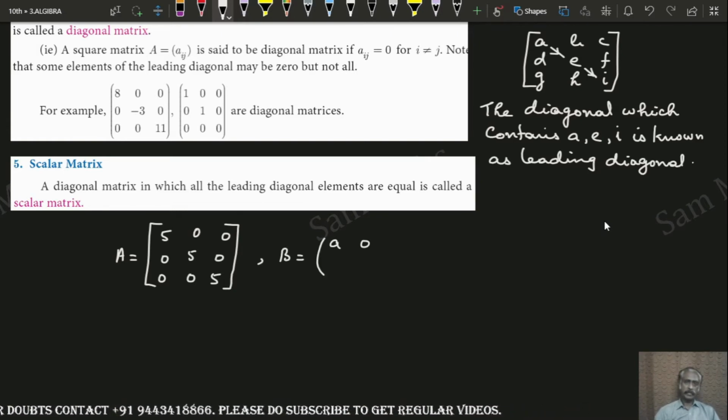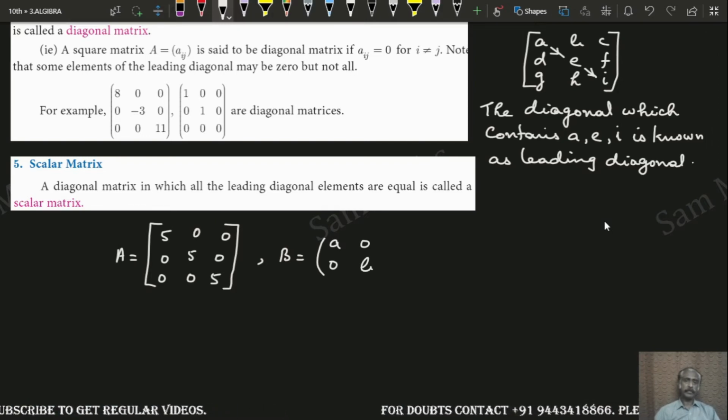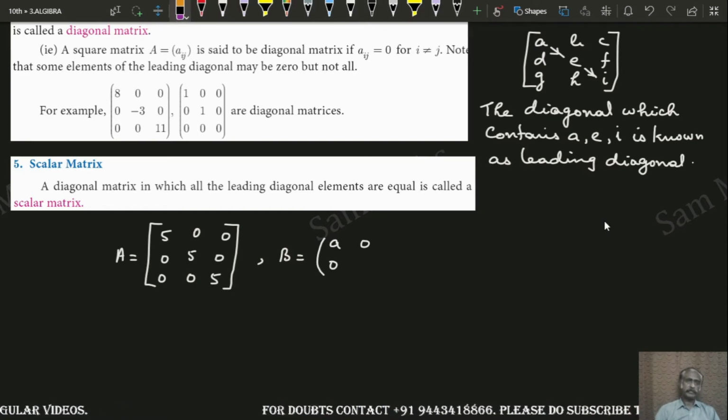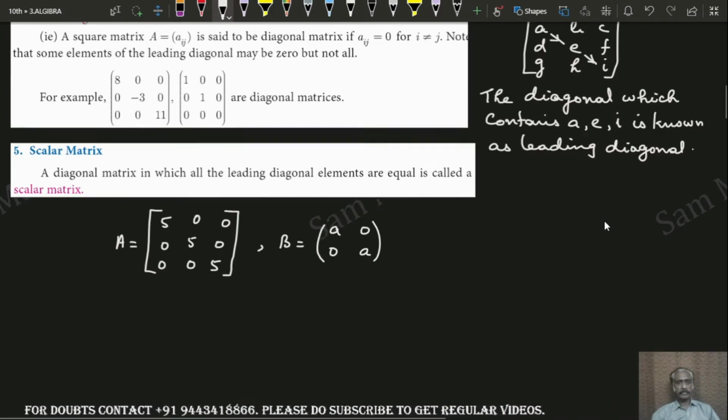Another one, 2 by 2 scalar matrix. A, 0, 0, B. This is diagonal matrix. If it becomes scalar matrix, A must be equal to B. Here children, A must be equal to B. So I can write it must be A, A. So this is an example for scalar matrix.